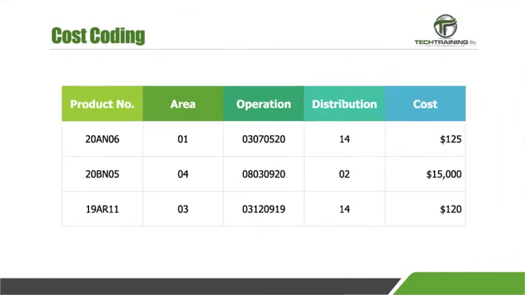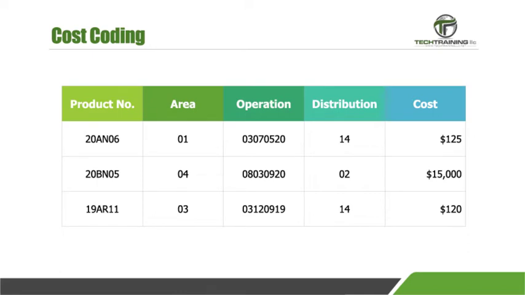In this example, the product number might be broken down as the first two digits being the year the project was won. The A might indicate a negotiated bid, while the N suggests new construction. 06 could be the month of the year the project began. The area may be building numbers, floor of the project, assigned locations, and so on.